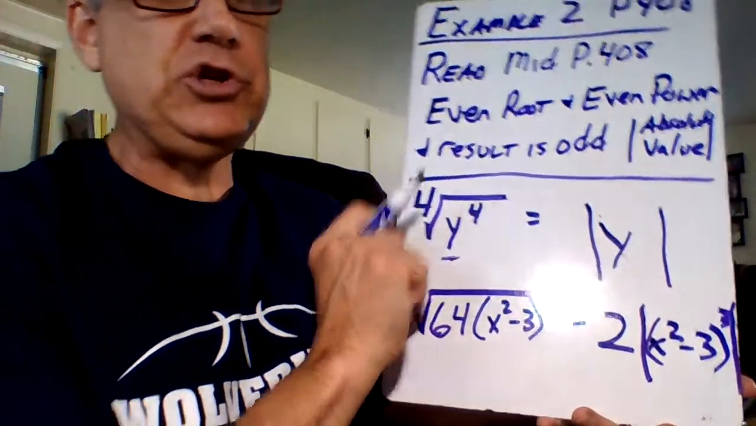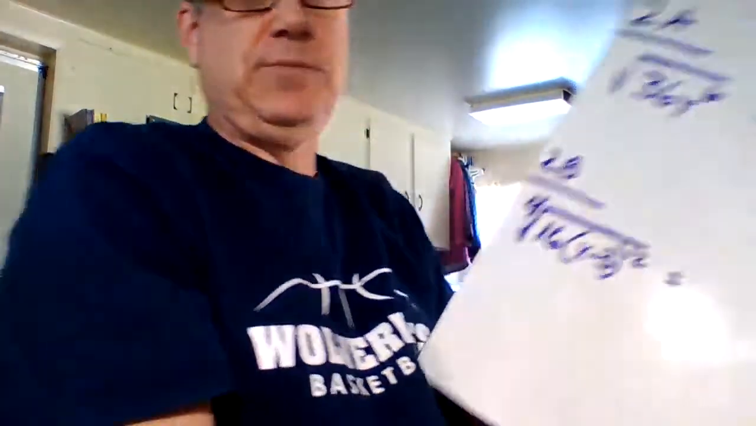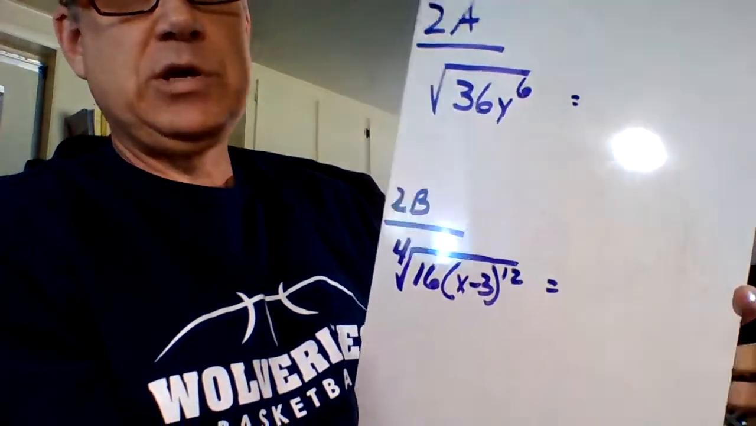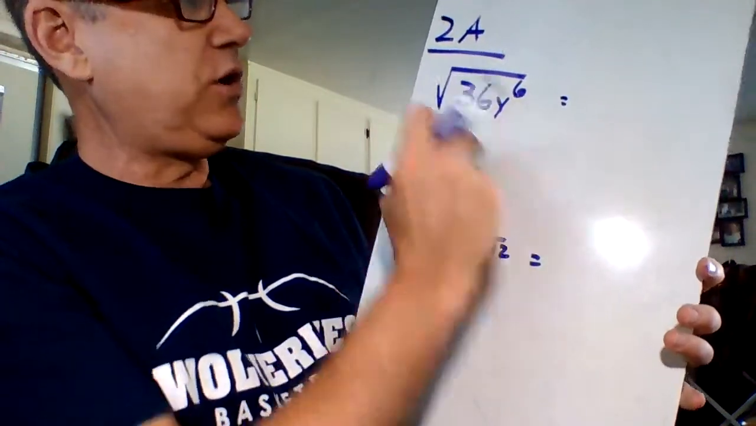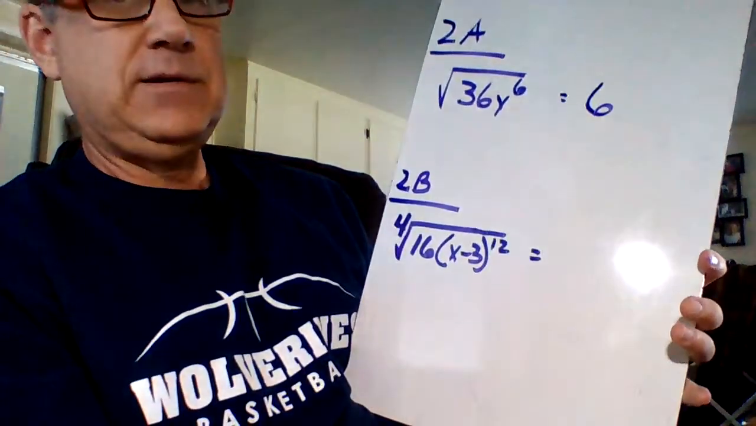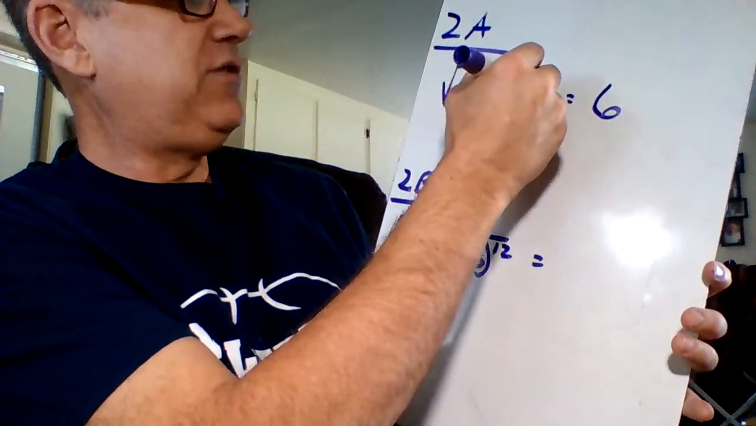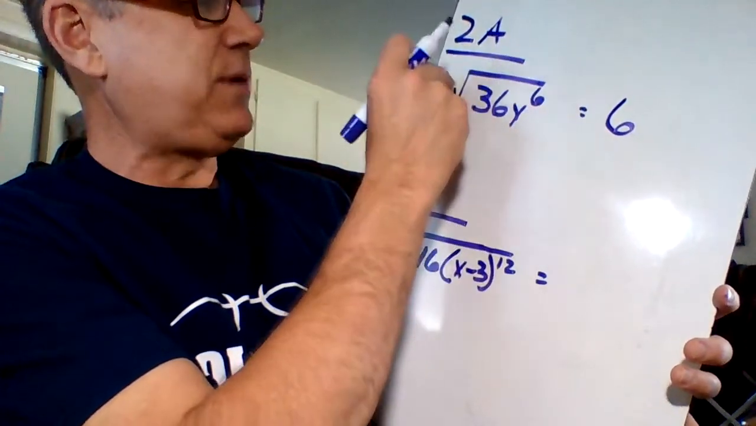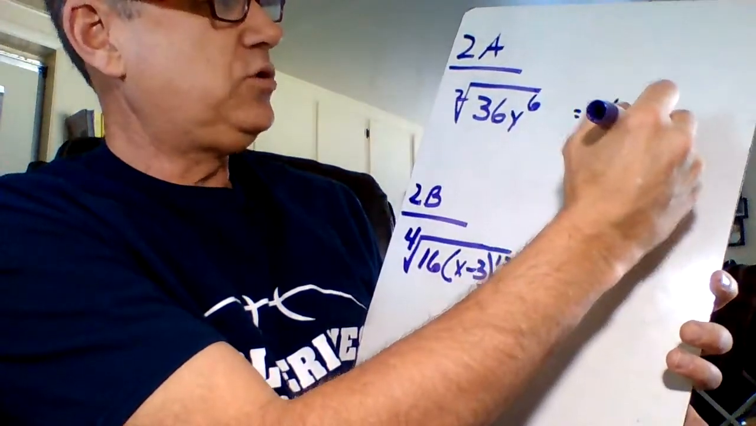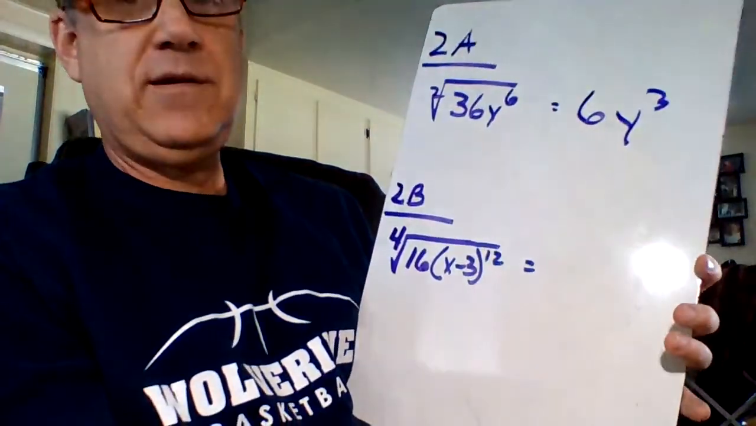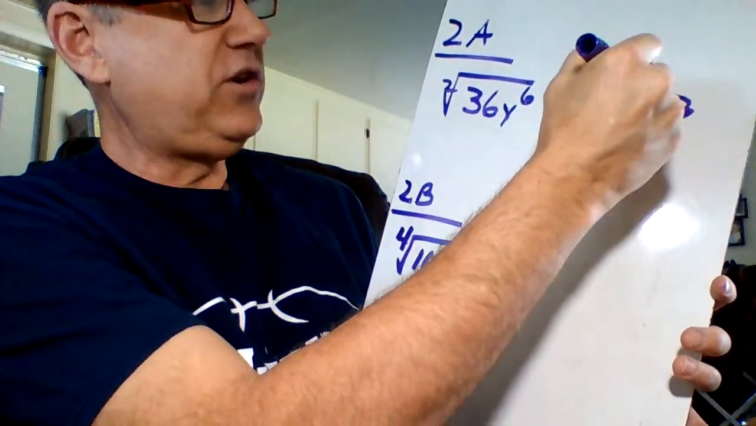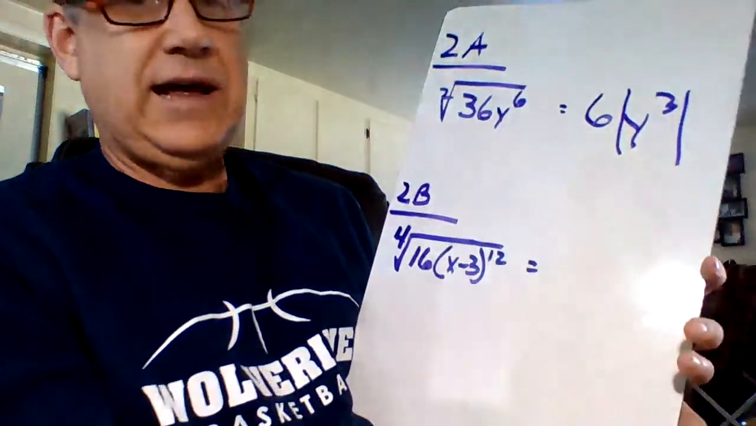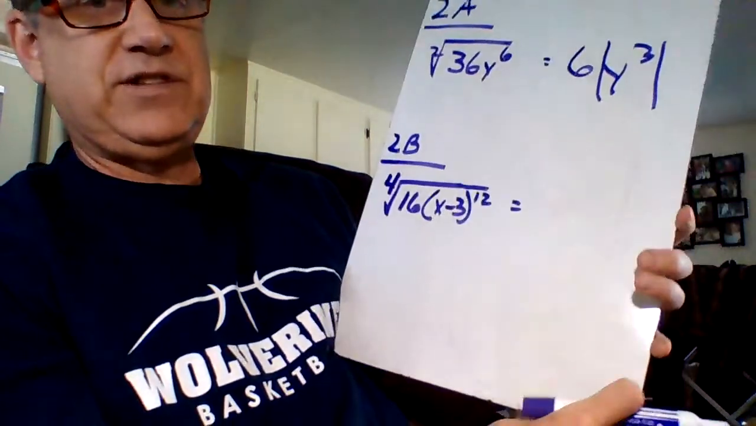That's example 2. And here are the guided practice problems for example 2. Okay, example 2, 2a. We just have the square root. Take the square root of 36. Take the square root of y to the 6th. That means we're just going to divide 6 by 2, which would be y to the 3rd. Even root, even power, odd result, absolute value.